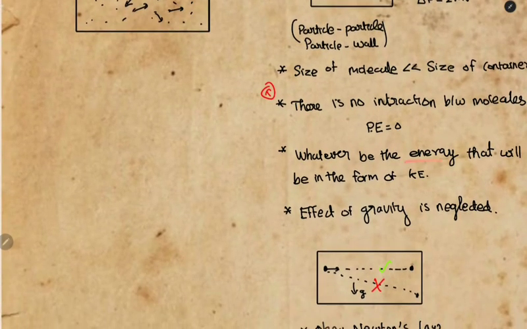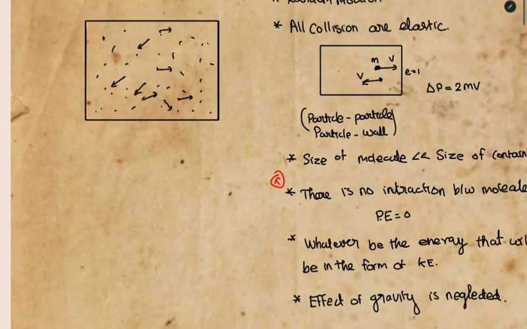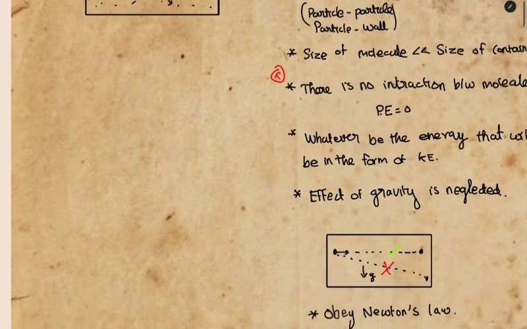Whatever the energy is, it will be in the form of kinetic energy. So basically it doesn't have potential energy, which means it has only kinetic energy. Whatever energy you see inside will be kinetic energy itself, and there is no effect of gravity in this. So the effect of gravity is neglected.